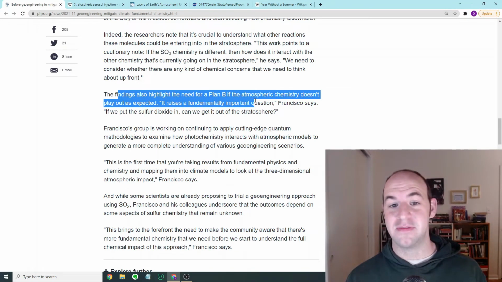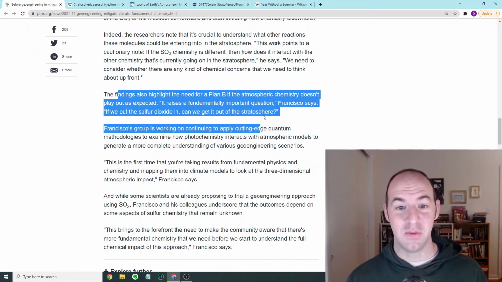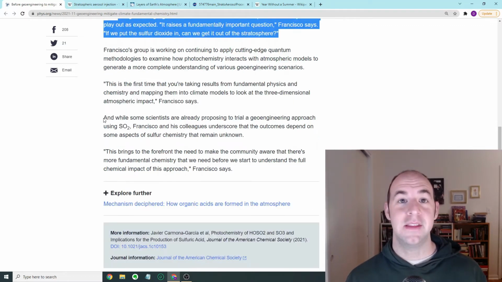The findings also highlight the need for a plan B if the atmospheric chemistry doesn't play out as expected. It raises a fundamentally important question, Francisco says. If we put the sulfur dioxide in, can we get it out of the stratosphere? And this is the most interesting part.